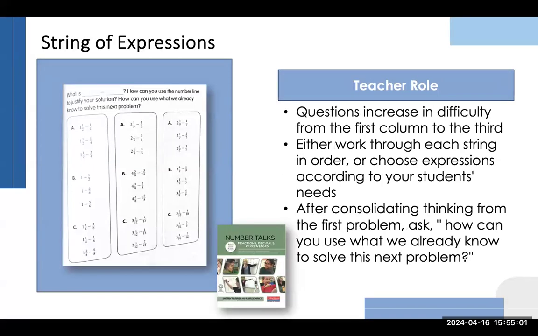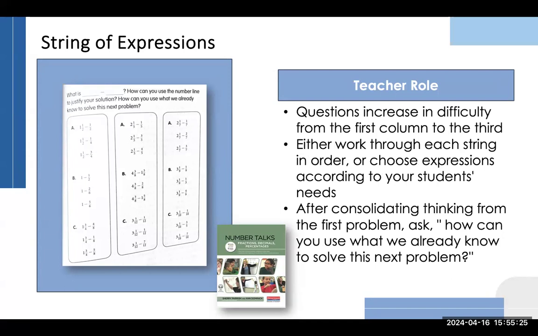And this is another option. It is called a string of expressions. Some of you might have seen this previously. It is from the Number Talks, Fractions, Decimals, and Percentages book by Sherry Parrish. And you will see that these questions increase in difficulty from the first column to the third, and as we work from the top to the bottom.